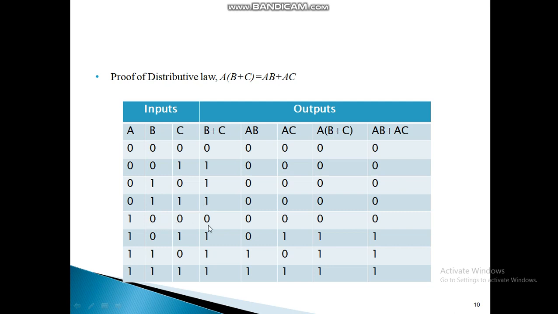Then, for the remaining rows: 0 plus 0 is equal to 0. 0 plus 1 is equal to 1. 1 plus 0 is equal to 1. 1 plus 1 is equal to 1.